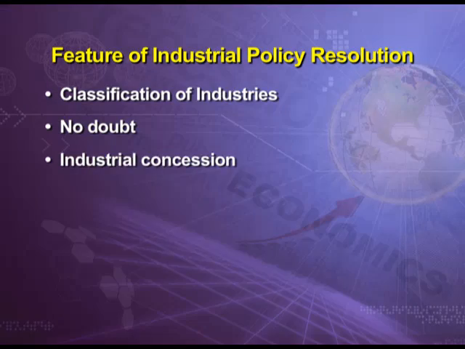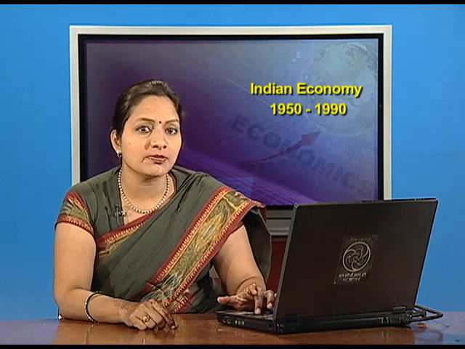Now, the last, third feature of IPR is industrial concession. Concessions in the form of tax benefits and electricity at a lower tariff were given to encourage establishing units in the backward regions of the country to promote regional equality.